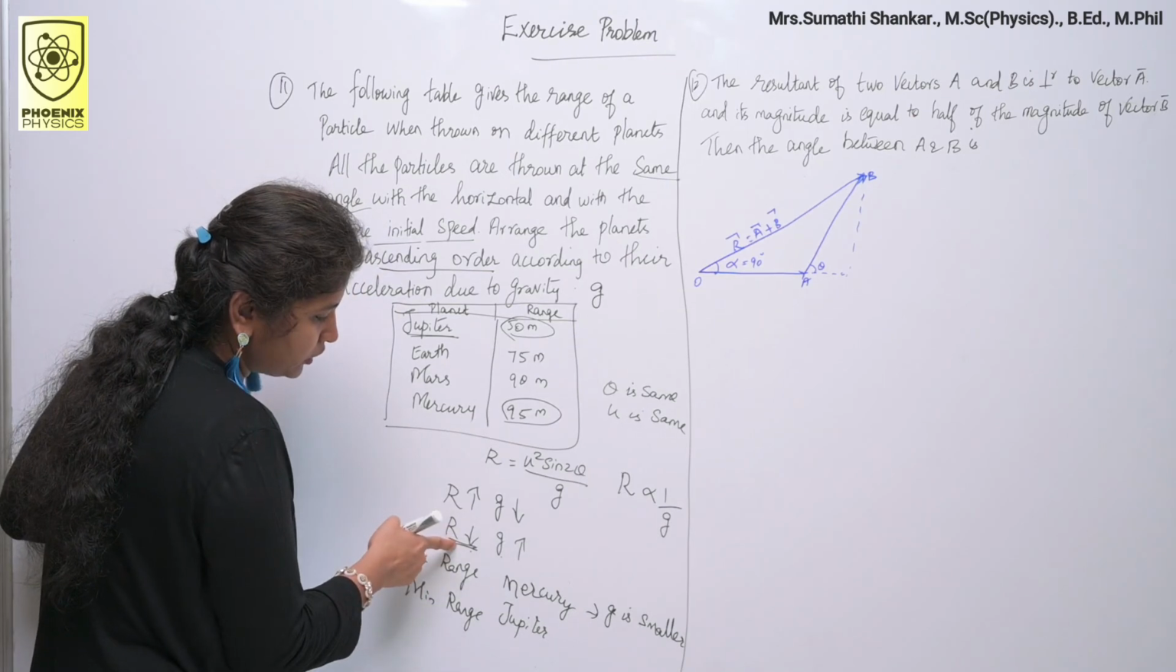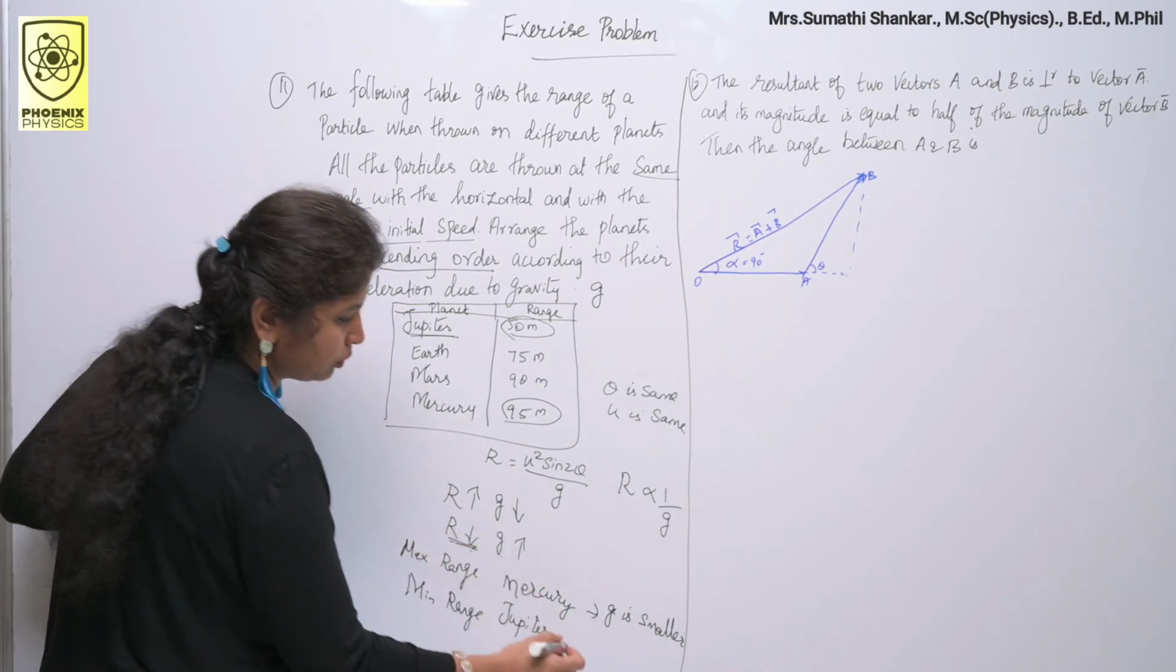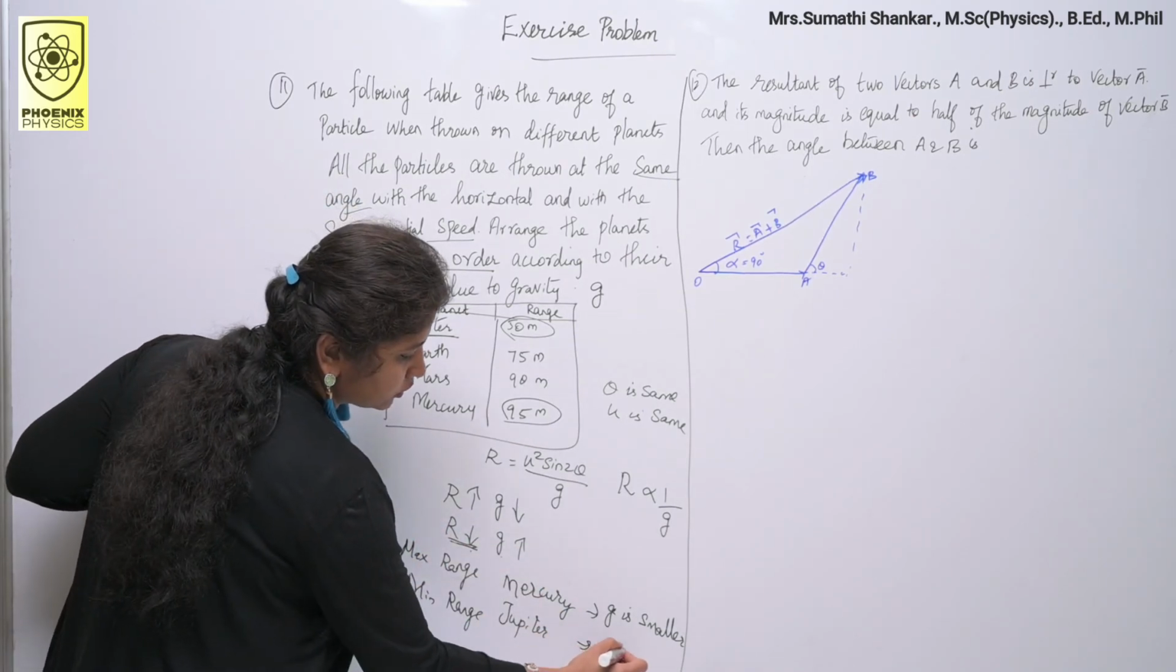R decreases means G is maximum, so G is greater.